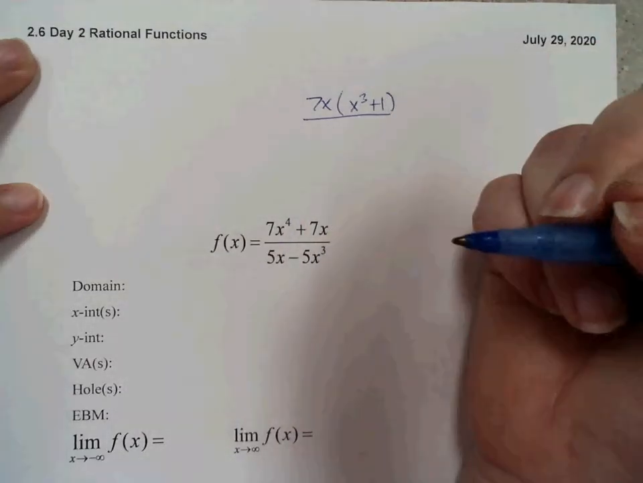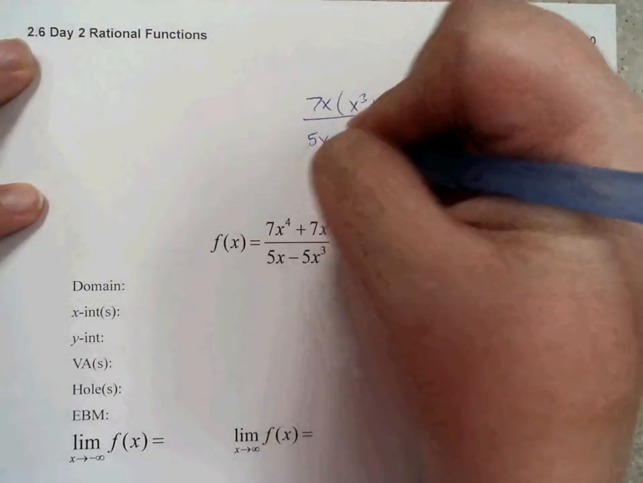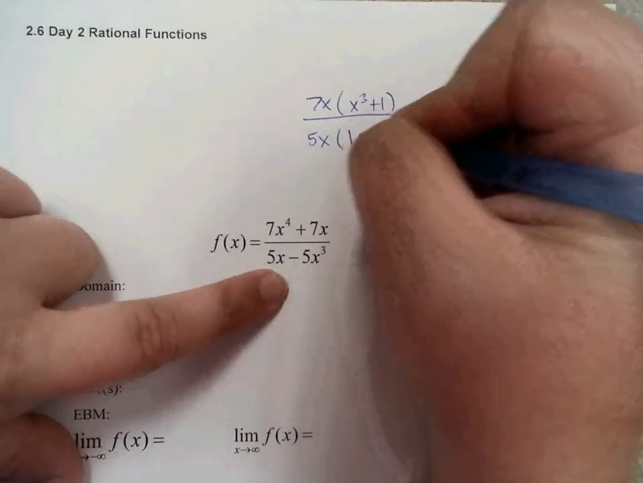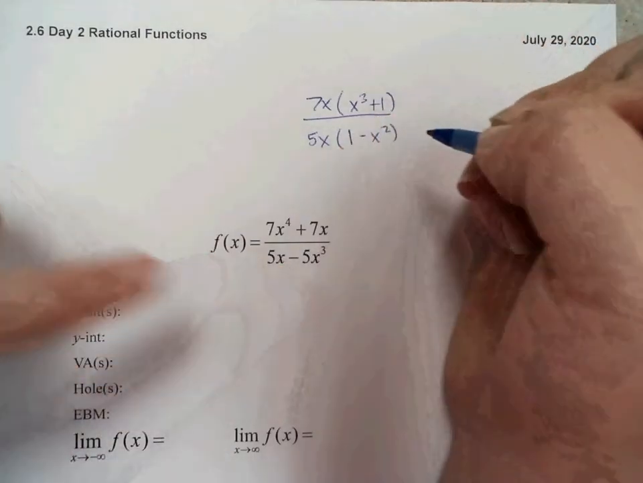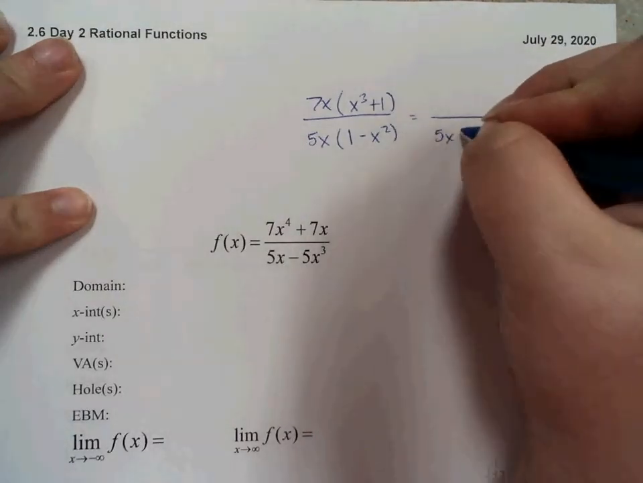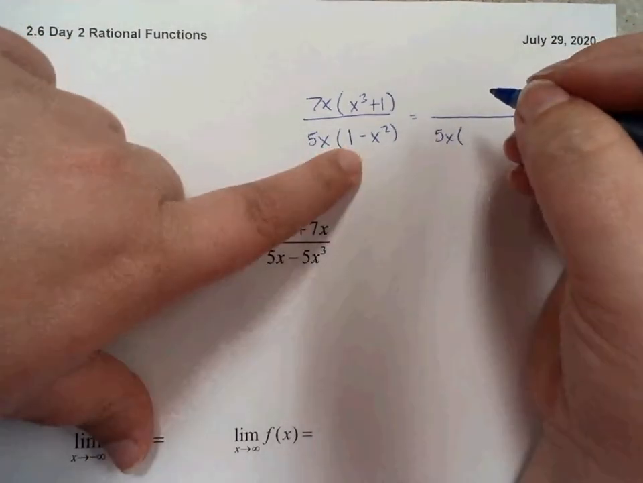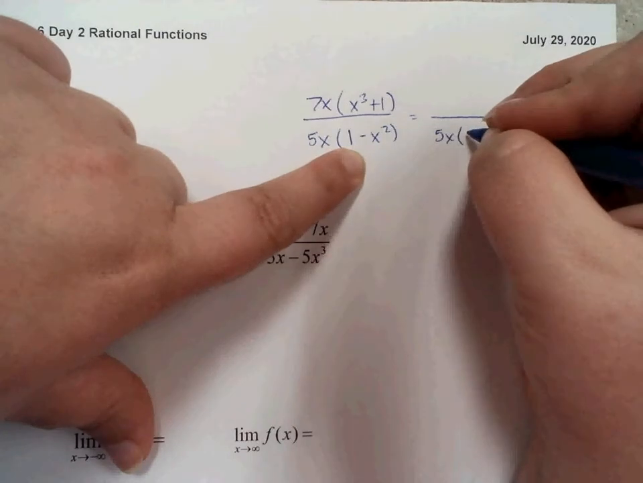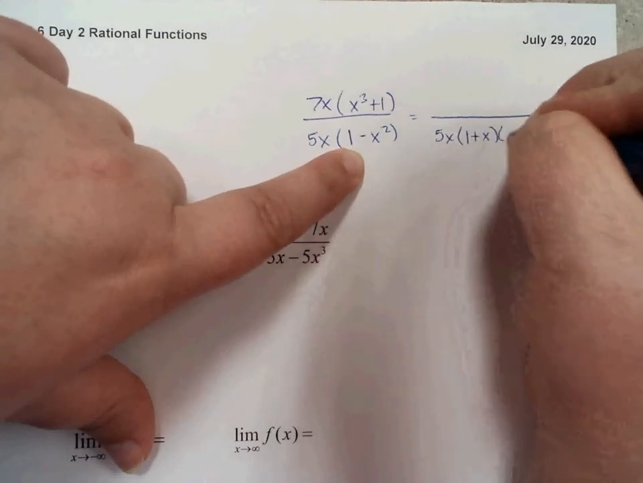In the denominator, it looks like I have a 5 and an x in both, so I'm going to factor out a 5x, and that means I'm left with a 1 minus x squared. Now, I know I can factor 1 minus x squared, so I'm going to go ahead and write 5x. Now, if the constant is first, then the constant is first. Don't switch them up on me. So it's 1 plus x times 1 minus x.